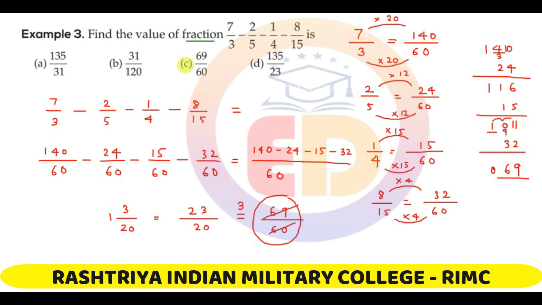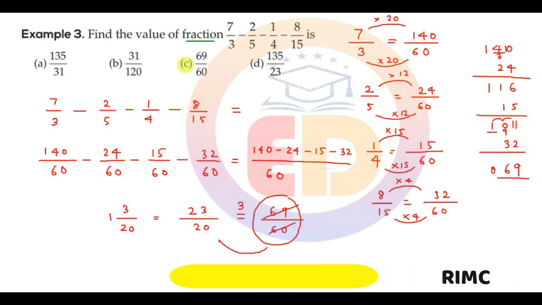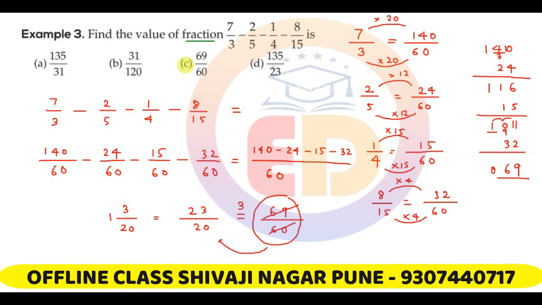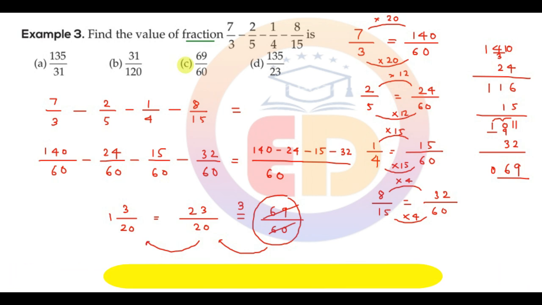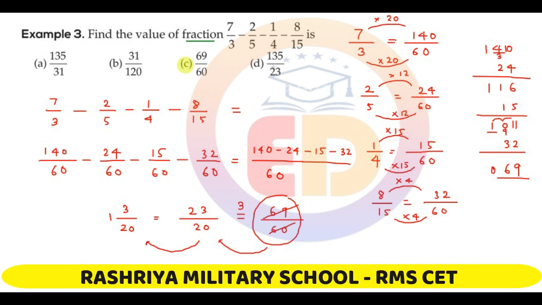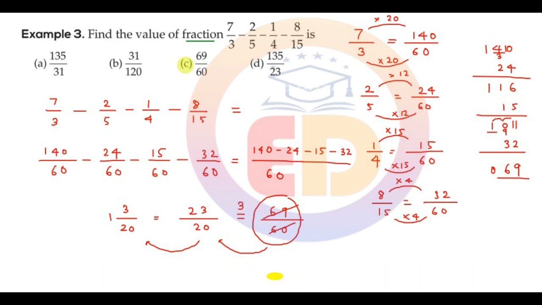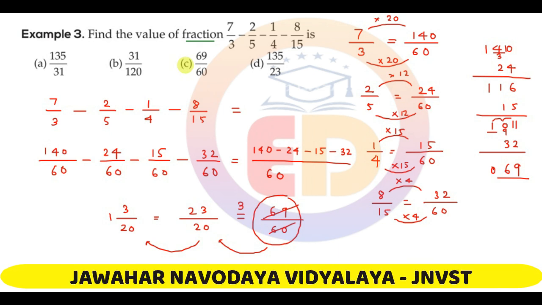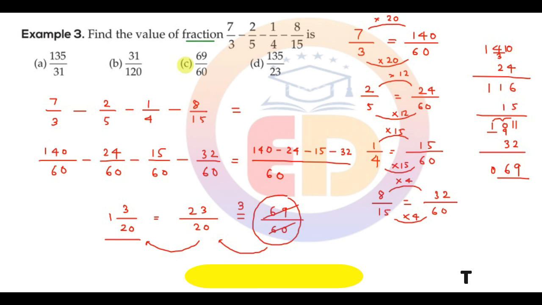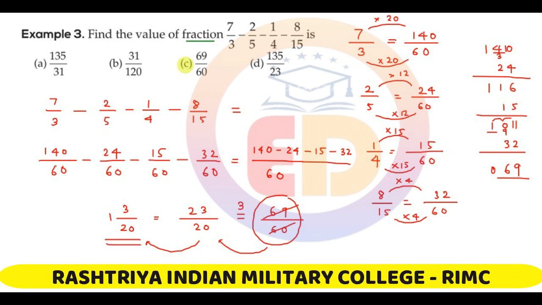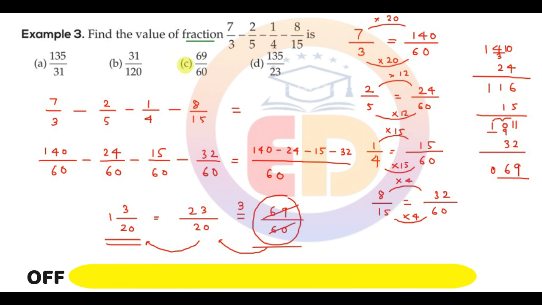There was no need of converting 69 upon 60 to 23 upon 20, or rather a mixed form 1 whole 3 upon 20. But it is very important for you to remember to always convert the fractions into their lowest form. And if the answer is given in mixed fraction, you should be able to convert it into mixed fraction also. But here it was not required, as our answer will be 69 upon 60, option number C.